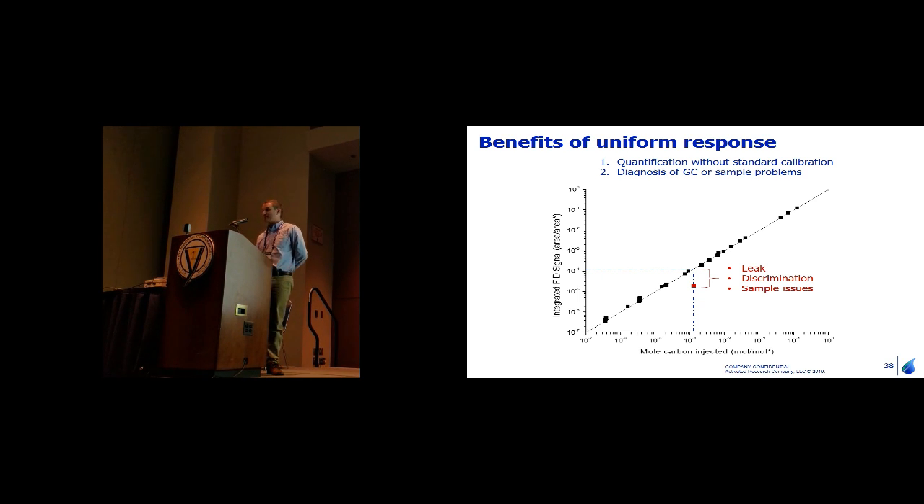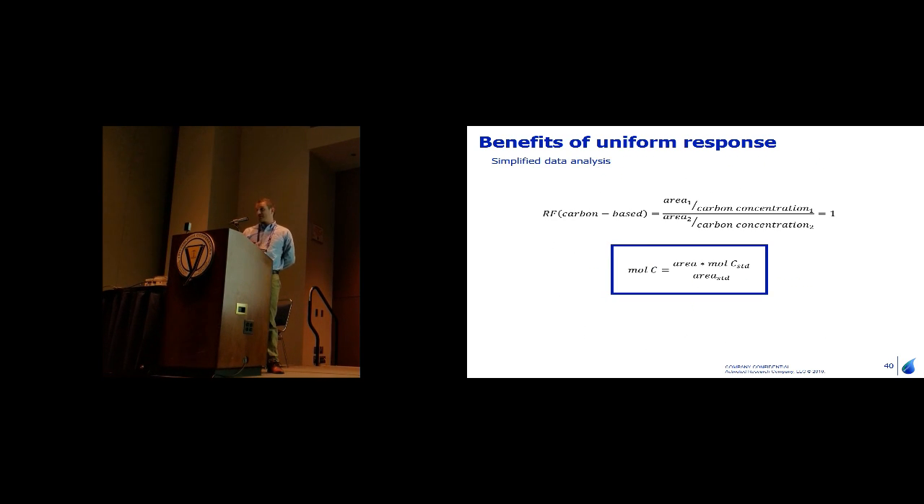We in general see better data quality because we know what to expect in our response. And we're able to analyze more compounds that would be prohibited with calibration. It's a simple data analysis. It's a single equation. Response factors are all one, so we're just looking at a single equation to quantify all of our species.